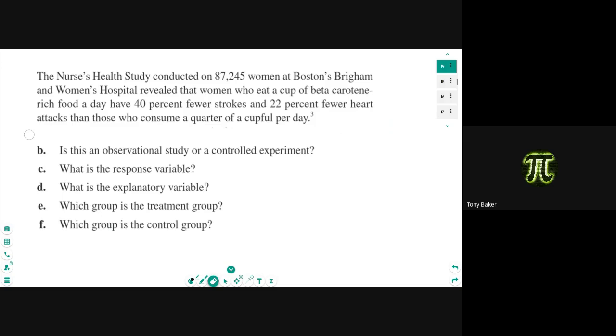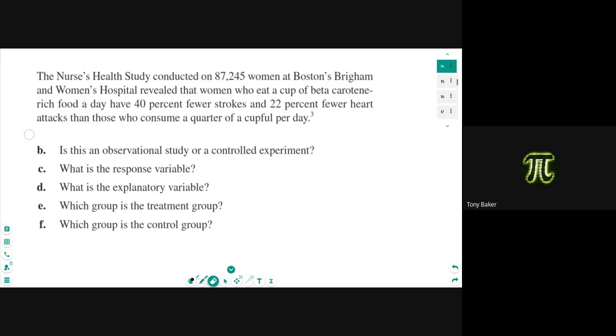All right. Is this an observational study or a controlled experiment? Observational. Why? I would say because it's not very structured, it doesn't seem like they did a survey or found out. At least that's descriptive. Okay. Anybody want to make an argument for this being a controlled experiment?